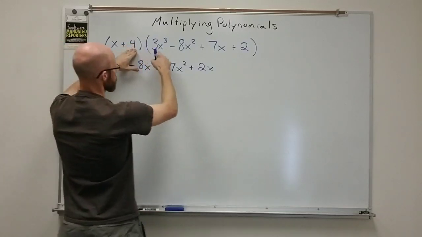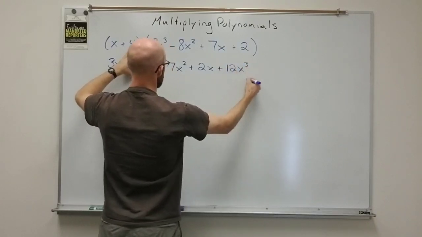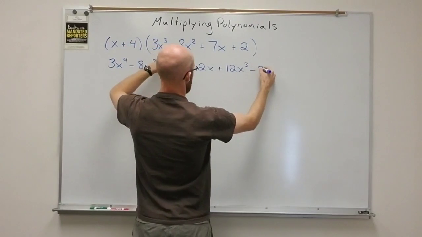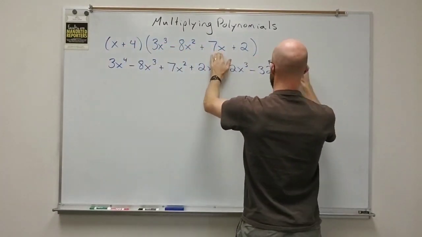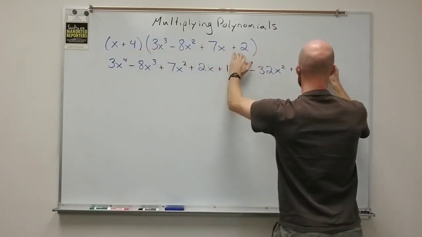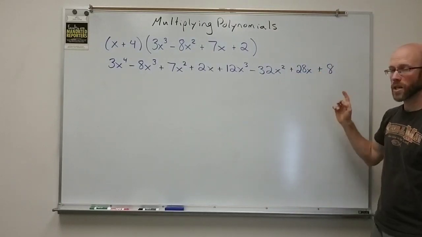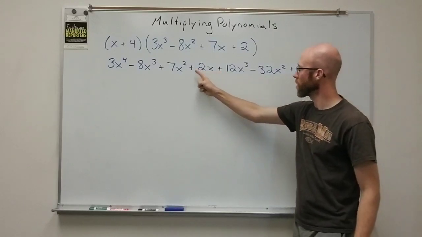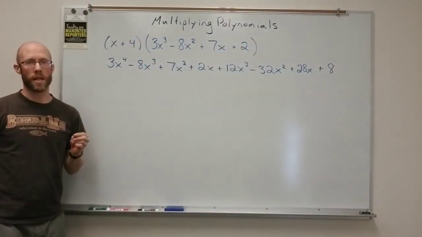And I go 4 times 3x cubed is 12x cubed. 4 times -8x squared is -32x squared. 4 times 7x is 28x. And 4 times 2 is 8, right? Notice again, I mentioned this a moment ago, but there are 8 terms. 1, 2, 3, 4, 5, 6, 7, 8 terms, okay? And that should always be the case.